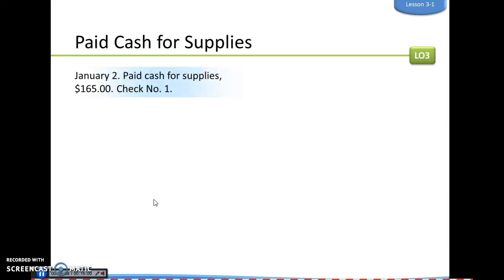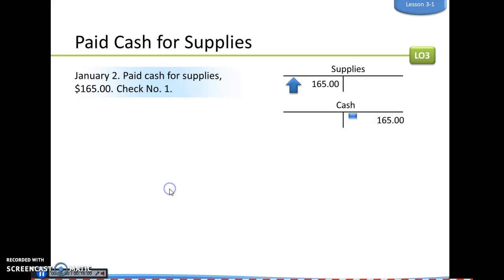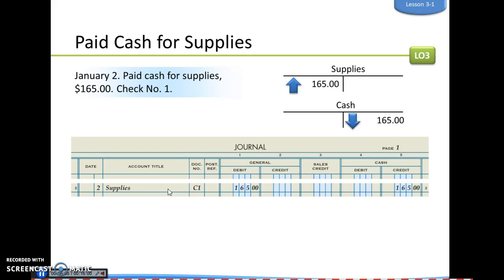Next transaction is paid cash for supplies, $165, January 2nd, check number 1. We have supplies increasing, cash decreasing. So on the journal it would look like this. Now this is the second transaction in the journal, so you don't have to repeat the January. You just have to put the day. So it's the second.